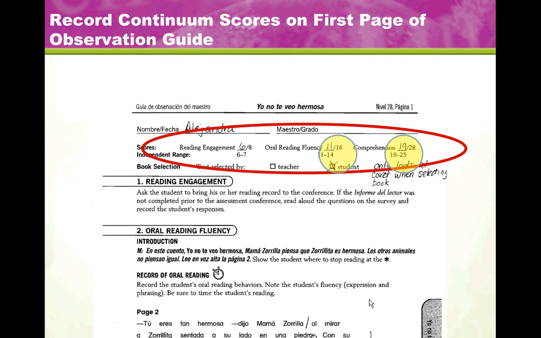And as you can see in this example, this child did score within the range, saying that level 28 is this child's independent level. So you've really gone through the process in terms of finding the independent level. However, there's much more to the analysis than this.